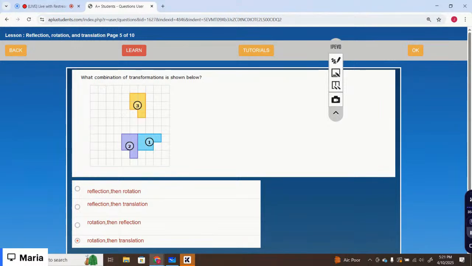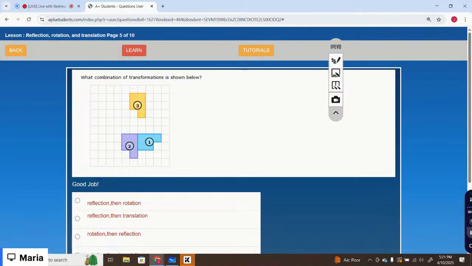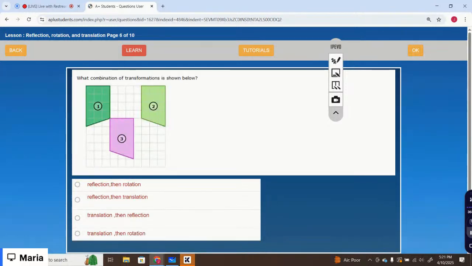What combination of transformations is shown below, which is the correct option? Okay, that is rotation and then translation. Okay, you can complete the lesson by yourself later today. Let me just move on to the next lesson.